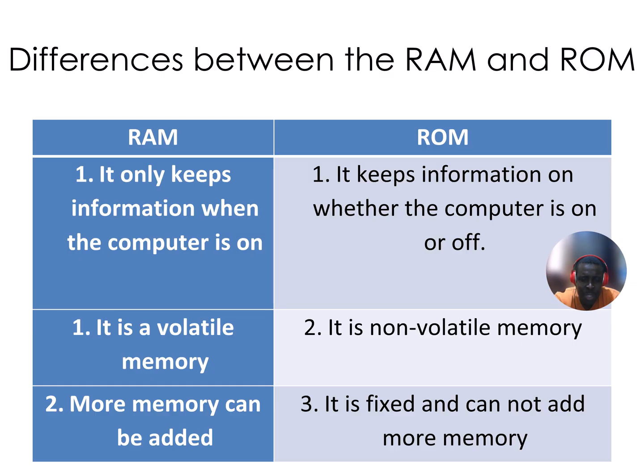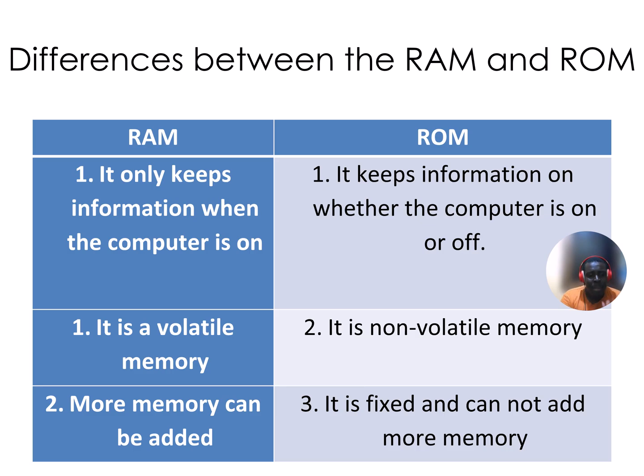So these are the two things. RAM keeps information only when the computer is on. ROM keeps information on the computer whether the computer is on or off. RAM is volatile. Volatile means that the information or data will be lost when the computer is turned off. Non-volatile means that the information will not be lost even when the computer is turned off.